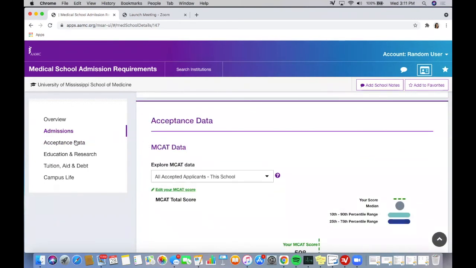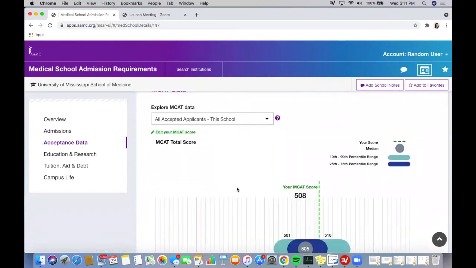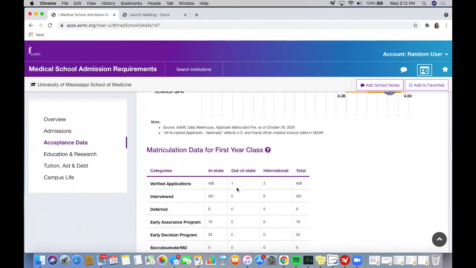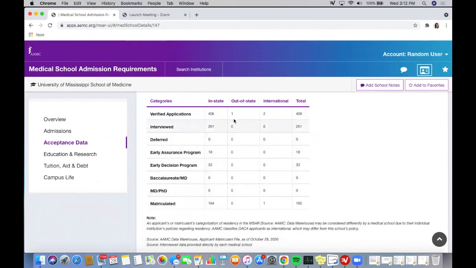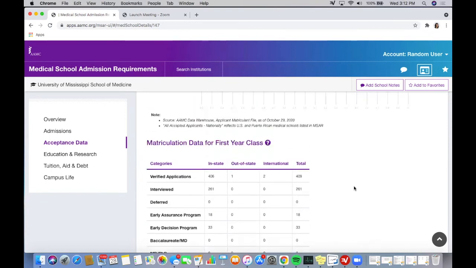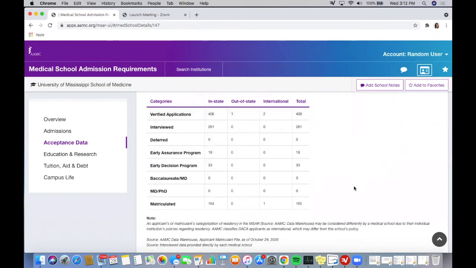Okay. But then you scroll down to their acceptance data. And let's go down a little bit further. And you can see that there was only one out-of-state verified application, and among the matriculants there were no out-of-state matriculants, okay? So even though my MCAT is better than the average MCAT at the University of Mississippi, I have no shot at the University of Mississippi, okay?